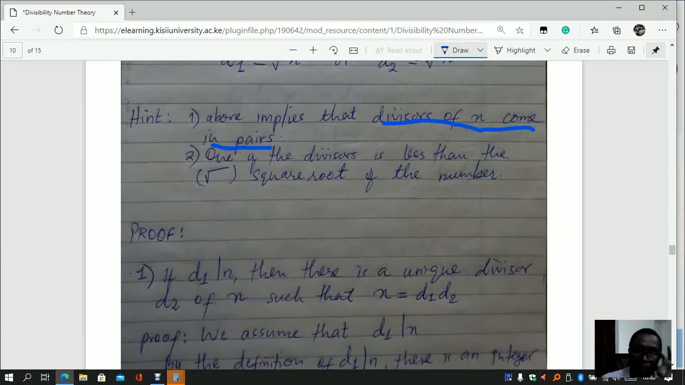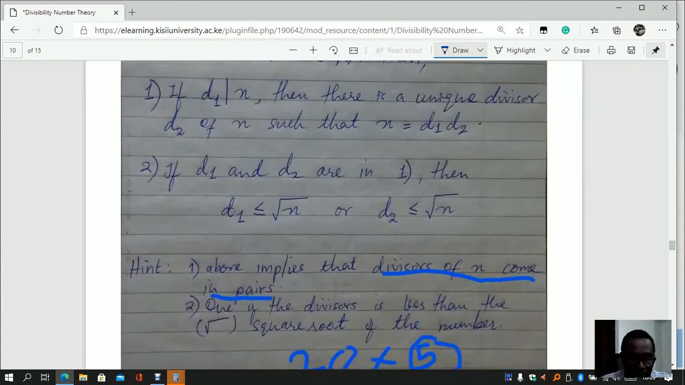So in most cases, let's say the number is 100. It's either 10 and 10, or it can be 20 and 5. So you see, 20 times 5 is 100. So one of the divisors is less than the square root of the number. The square root of 100 is 10, so 5 is of course less than the square root of the number. So that is actually what happens. So this is what we're trying to say here.